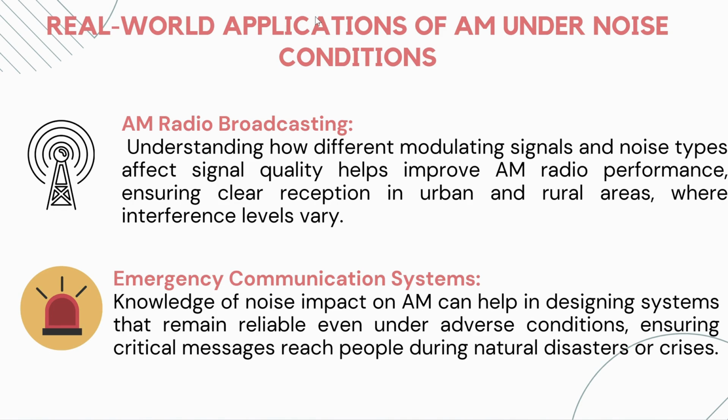First is AM radio broadcasting. Understanding how different modulating signals and noise type affect signal quality helps improve AM radio performance, ensuring clear reception in urban and rural areas where interference entry varies. Second is emergency communication system. Knowledge of noise impact on AM can help in designing system that remains reliable under adverse condition, ensuring critical message reach people during national disasters or crisis.